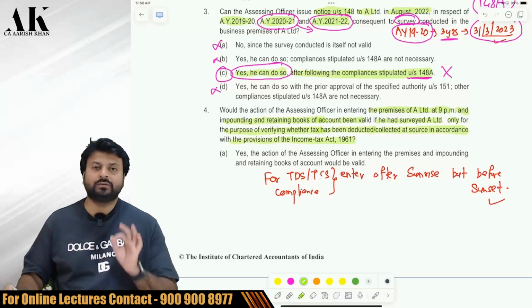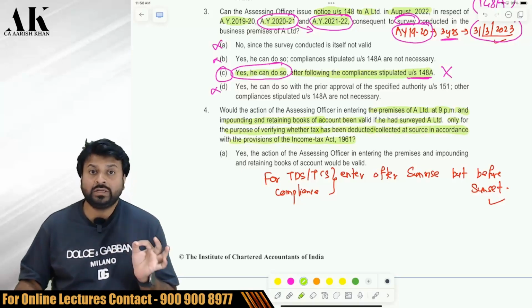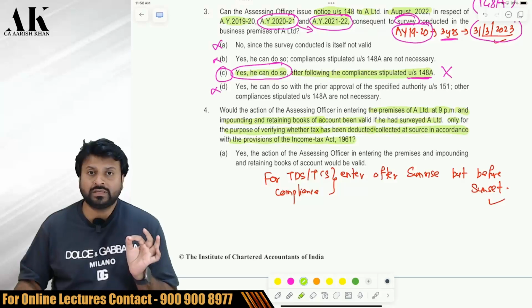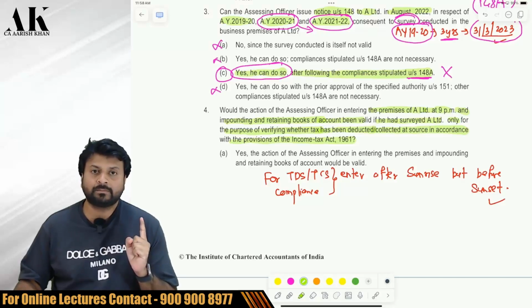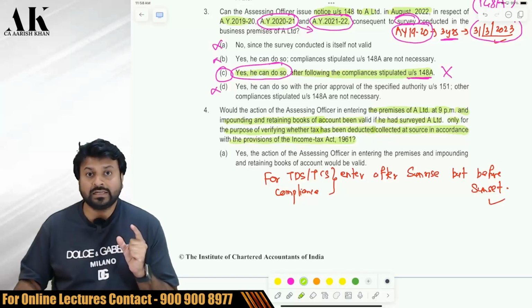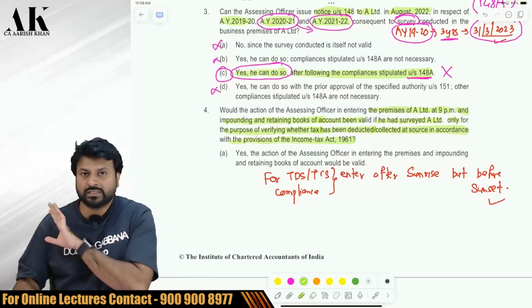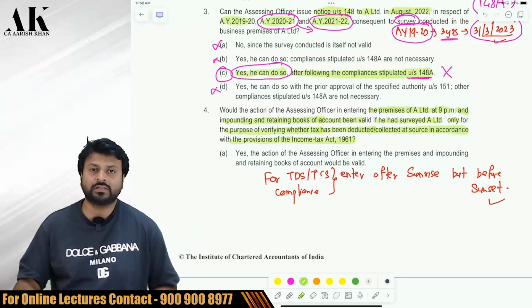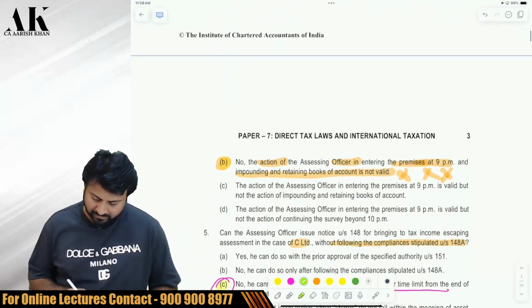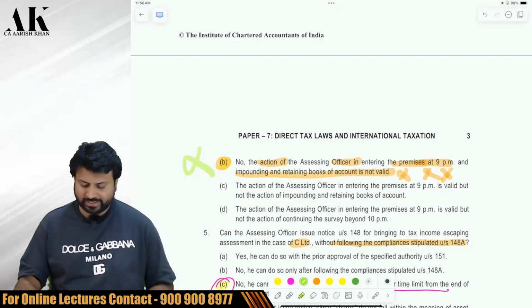Now, listen carefully. If an AO is entering the premise of the assessee for TDS or TCS, then there is a specific provision in the law which says that if you are doing survey for TDS and TCS compliances, then you have to enter after sunrise but before sunset. Then you cannot enter after sunset. That is not allowed. Therefore, the action of the AO is not valid.